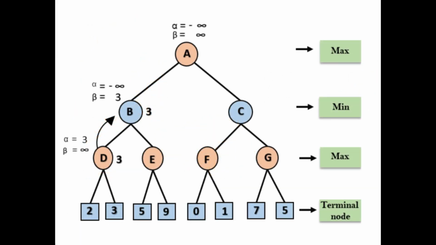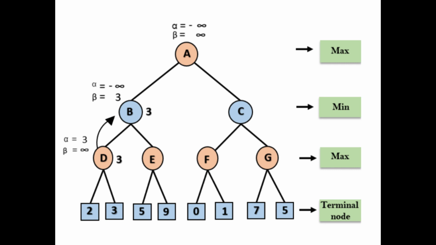Step 3. Now the algorithm backtracks to node B, where the value of beta will change, as this is min's turn. Now beta equals +infinity will be compared with the available subsequent node's value, that is min of infinity and 3 equals 3. Hence at node B, now alpha equals -infinity and beta equals 3.